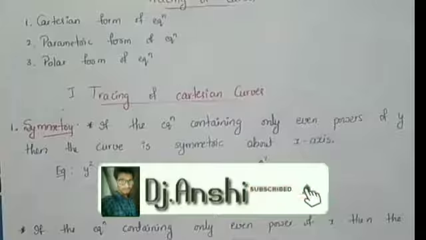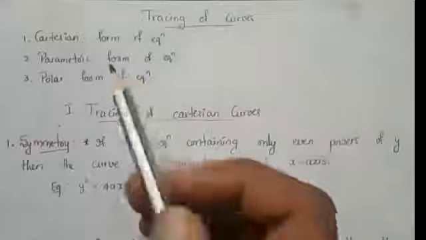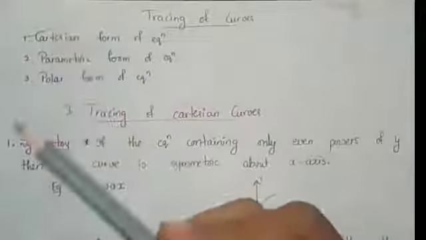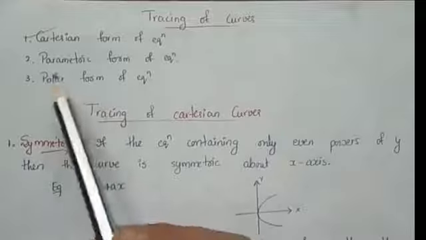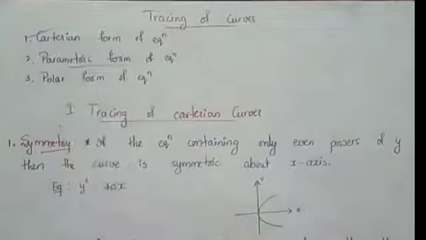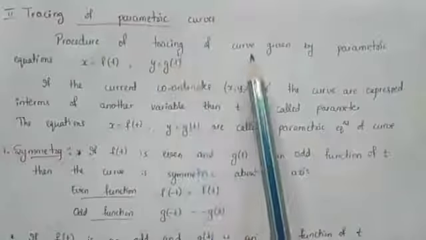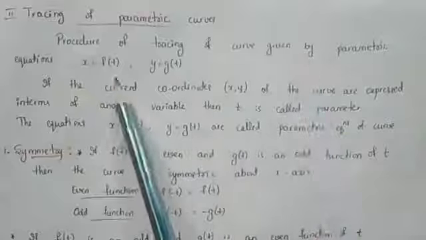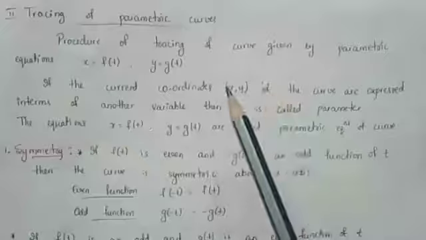In the previous classes, we learned about the curve tracing of the Cartesian form of the equations. In this class, we will learn about the curve tracing of the parametric form of the equations. The tracing of parametric curves. The procedure of tracing of curves given by parametric equations x is equal to f of t and y is equal to g of t.